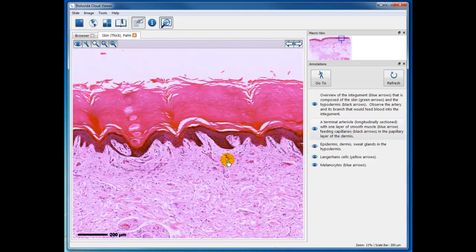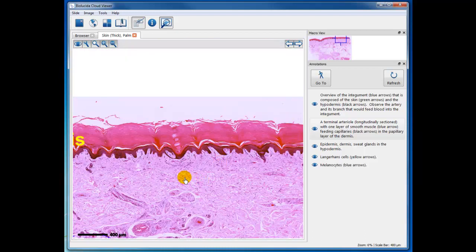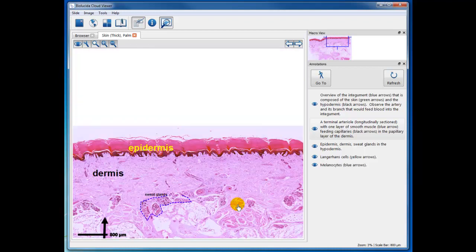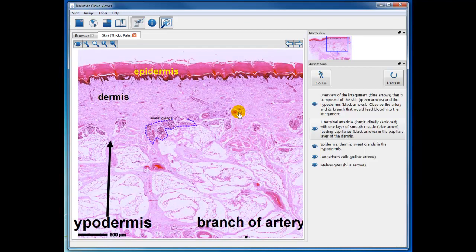So I think that's pretty much the integument. Be sure to combine your learning in the lecture with the lab and with this specimen, and be able to revisit it in our quizzes.